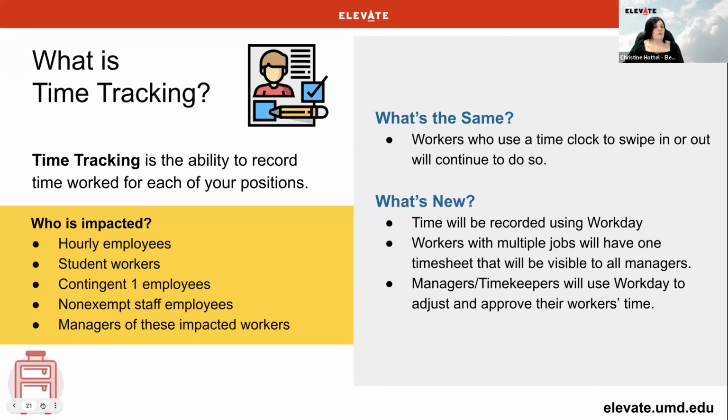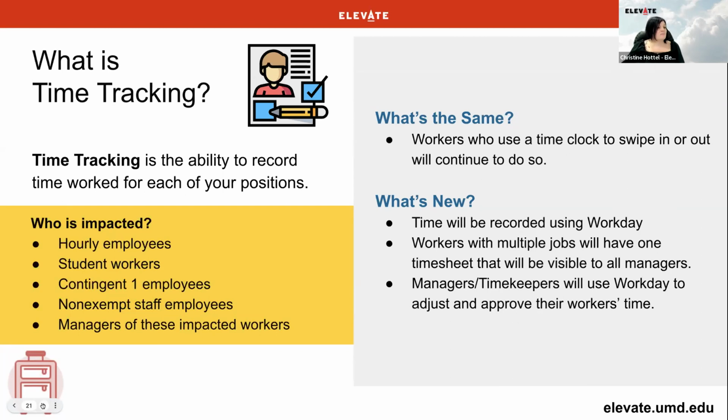Another great thing is employees who hold multiple positions will have one timesheet. When they go in to enter time, they will select the position for which they're entering time for that particular day, so they can differentiate between the two. So what's the same? Employees who are currently swiping at time clocks, employees who are manually entering time on a timesheet, our hourly or non-exempt folks, or those using the web clock check in, check out, will continue to record their time in Workday when we transition.